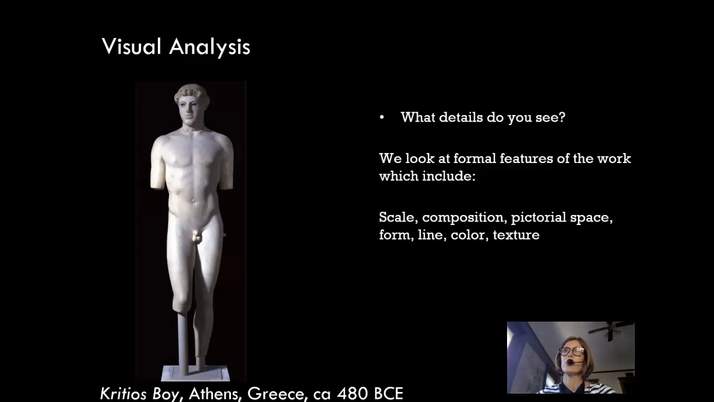So we begin a visual analysis by really observing the work of art closely, and this is something we've had practice with before. Now we write down what the details are that we see, and I want to remind you of the formal aspects of a work, which include scale, composition, pictorial space, form, line, color, and texture. Now, not all of these things apply to every single work of art. For instance, pictorial space is something we really use to talk about two-dimensional objects.